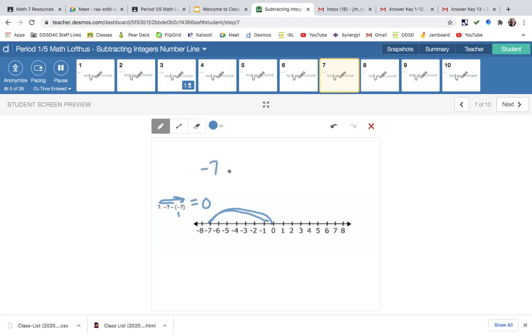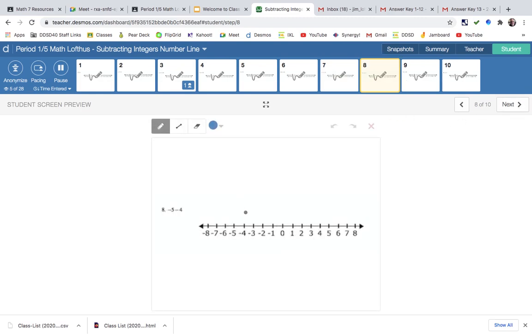Negative 7 minus negative 7. If you listen to it, negative 7, and I'm going to get rid of all 7 of the negatives. That's why it's at 0. Start at 0. Go to negative 5, go 4 more to the left, and we get to negative 9.